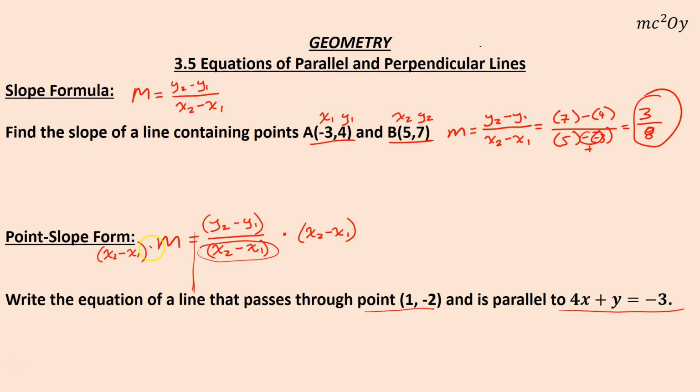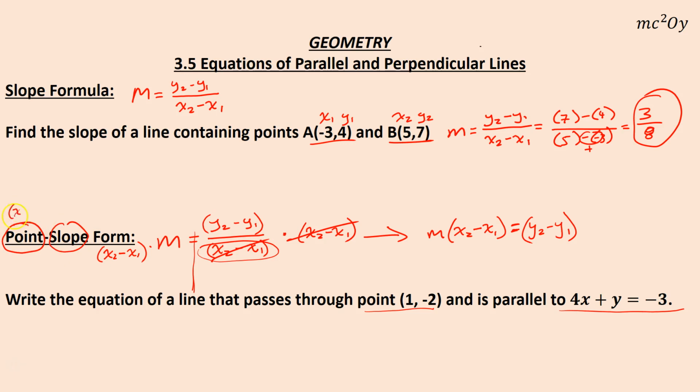Okay. I'm just showing you how we get this formula. Those two cancel, and I'm now left with m times x2 minus x1 is equal to y2 minus y1 on the other side. Okay, and really it's called point slope form because you're given one point and you're giving a slope. So we call it point slope form.